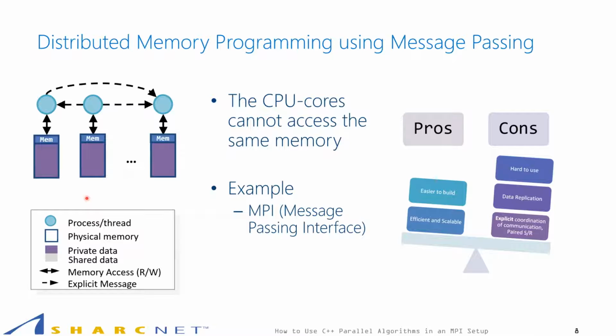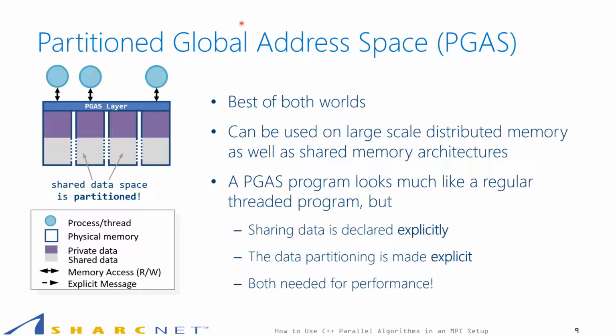And there is explicit coordination of communication and paired send and receive. Then comes partitioned global address space, or PGAS, which offers the best of both worlds. As you can see here in this illustration, in PGAS, each core has access to private data and also shared data, but this shared data is distributed among all the processes. So it can be used on large scale distributed memory as well as shared memory architectures.